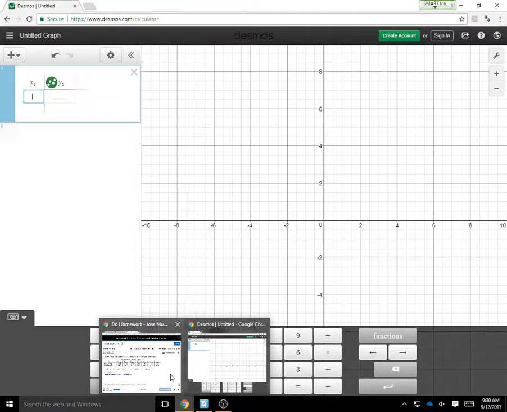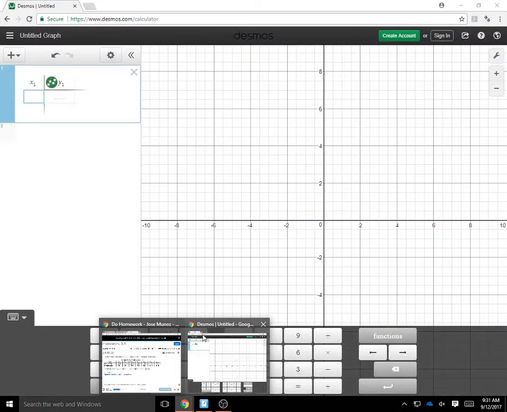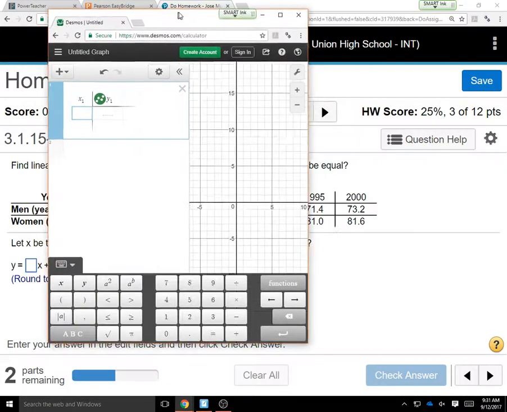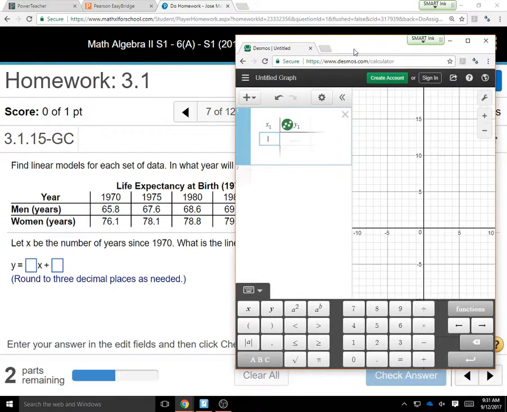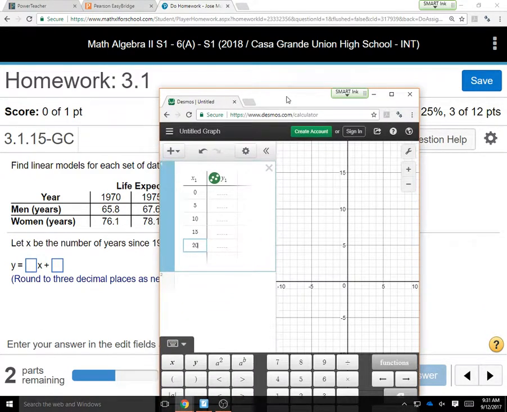So let me grab some of that data. Oh, I opened a new page, huh? I got 2 of these. Let me do something like this. So if you put in, I don't know if you would want to do 1970, but maybe start that as your 0. Then we're going by 5s, right? So it'll be 0, 5, 10, 15, 20, 25, 30. And then we're going to come back up here and punch in the values.